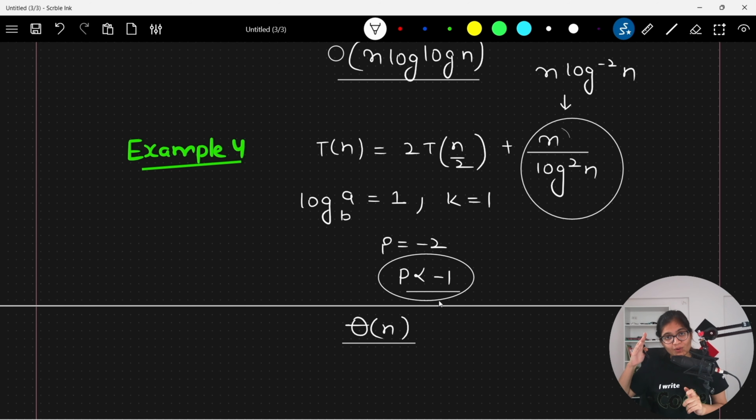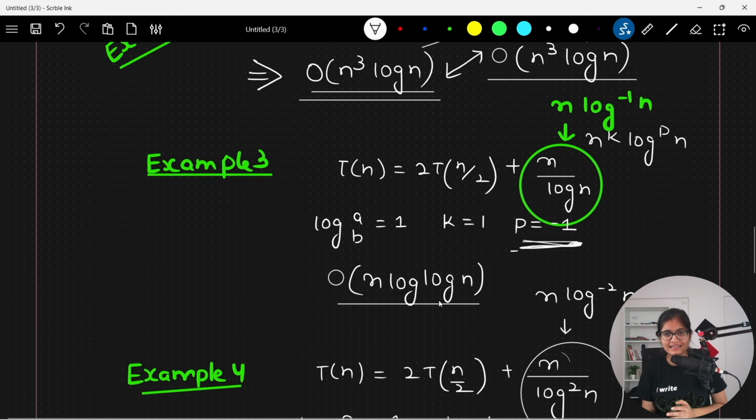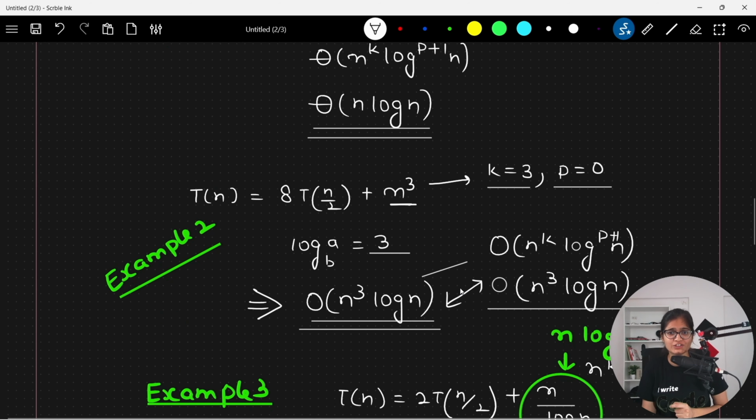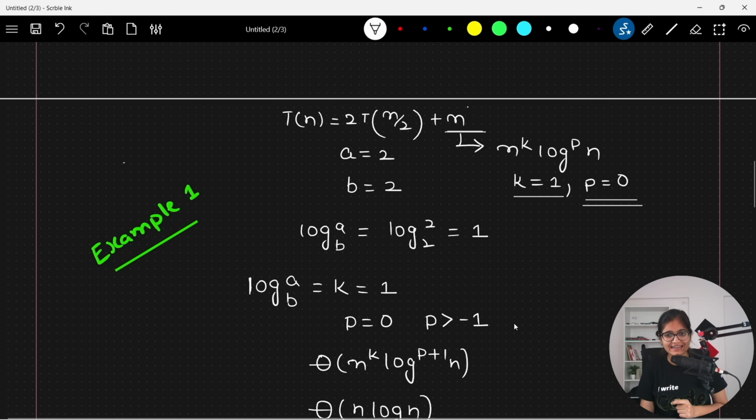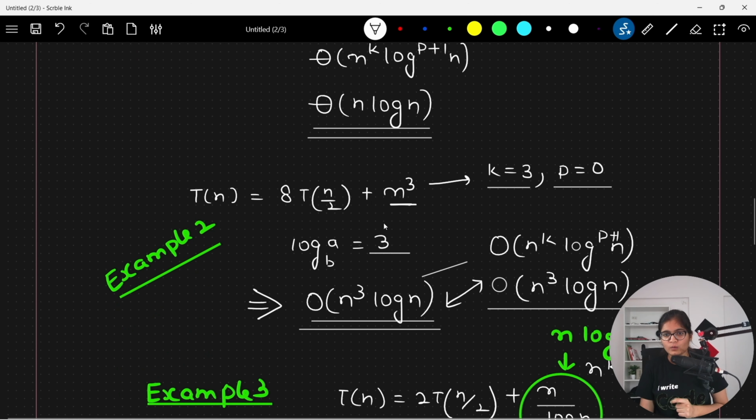If that is true, in that particular case, maximum number of times you will get the value of p as 0, meaning you will get the case when the value of p is greater than minus 1. In that case, you can directly pick up the value of f of n and multiply it with log of n, just like example number 1 and example number 2 which I showed you. We directly picked up the value of f of n, which is n, and multiplied it with log of n. We directly picked up the value of n cube and multiplied it with log of n.